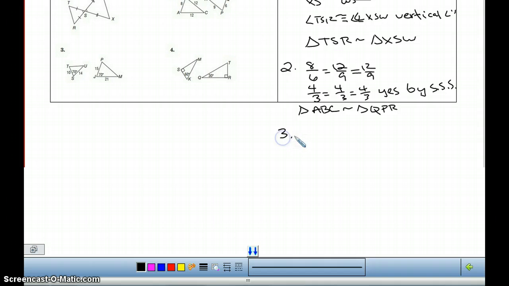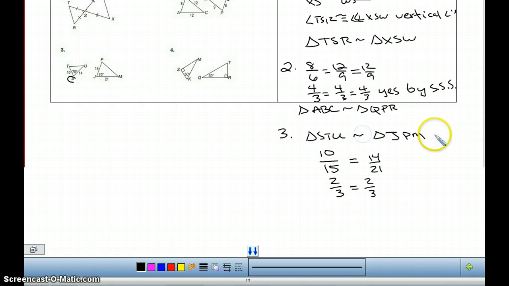Take a look at number 3. Triangle STU. If I start with S, go up the shorter side, that means I have to go with triangle JPM. Notice we have the angles are congruent. So 10 from this, 15 from the other triangle, 14, 21. So we'll test to see if this works out. We can reduce this ratio down to 2 to 3. We can reduce this ratio down also to 2 to 3. So yes, these are similar by side-angle-side.